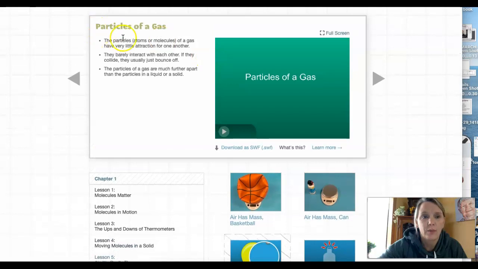Right, it starts out saying the particles or atoms and molecules of a gas have very little attraction for one another. In a solid, they're really, really tightly packed. In liquids, they can move past each other, but they stay fairly close. And in a gas, they're kind of randomly spaced. They barely interact with each other. If they collide, they just bounce off each other. The particles of a gas are much farther apart than the particles in a liquid or a solid.